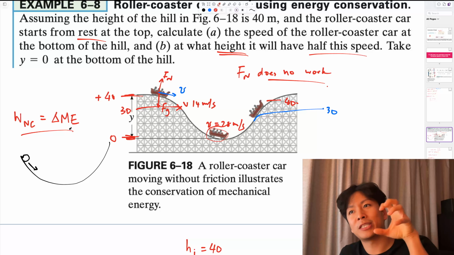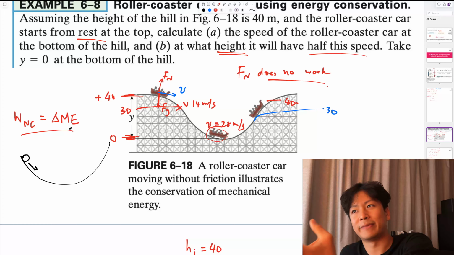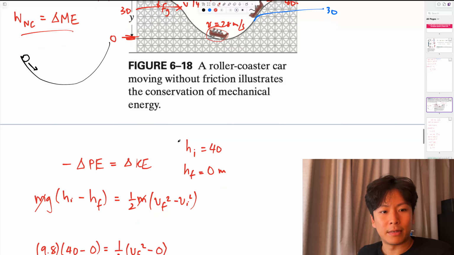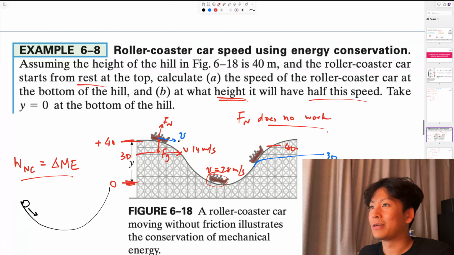In the case of friction, the work done by friction is always negative, which means the mechanical energy of my system is always being reduced. Okay. So hopefully that makes some sense there.